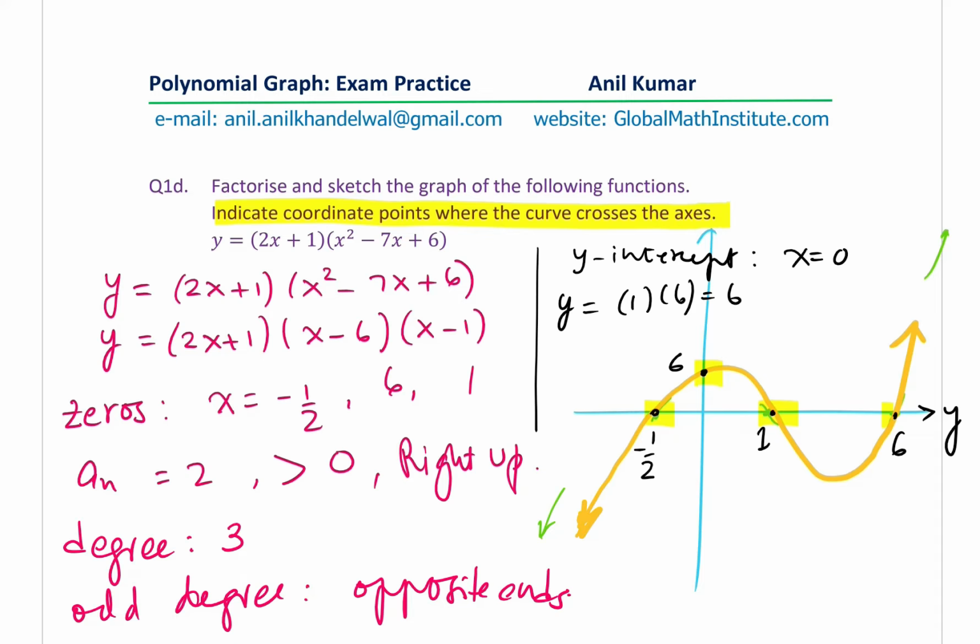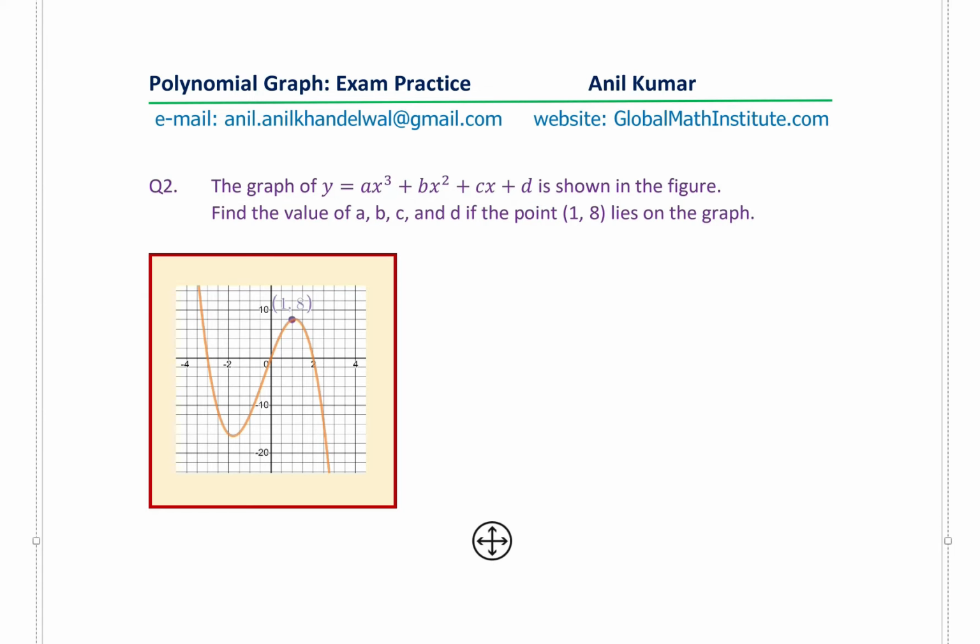Perfect. Now let's take the last question here, which is: the graph of y equals ax cubed plus bx squared plus cx plus d is shown in the figure. Find the values of a, b, c, and d if the point (1, 8) lies on the graph. So this point here is given to us as (1, 8). What can we do? Well, let's write down the factored form from the given zeros. There are three linear zeros, right? We have three linear zeros.